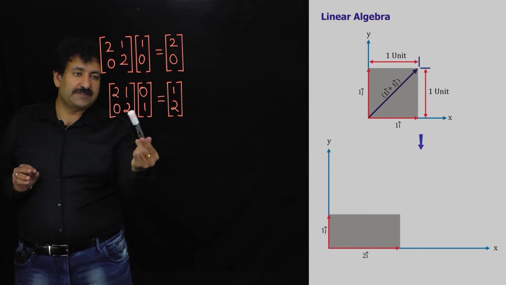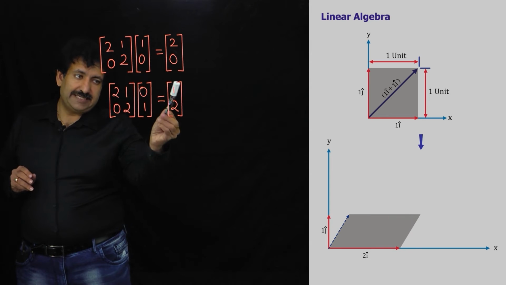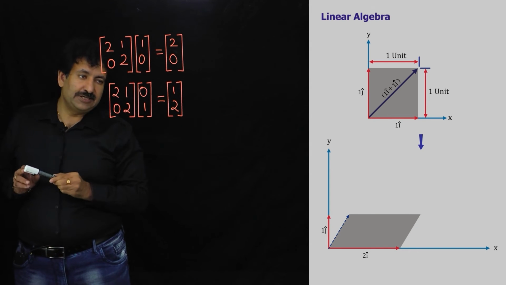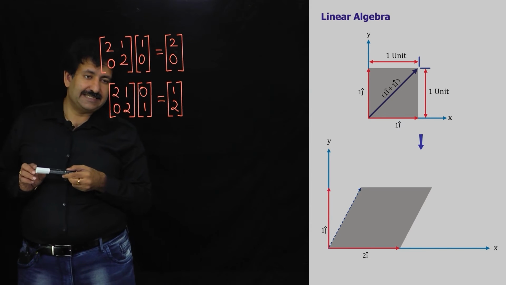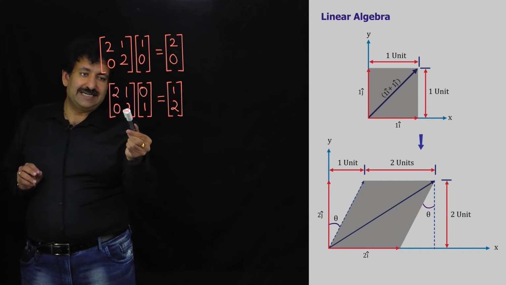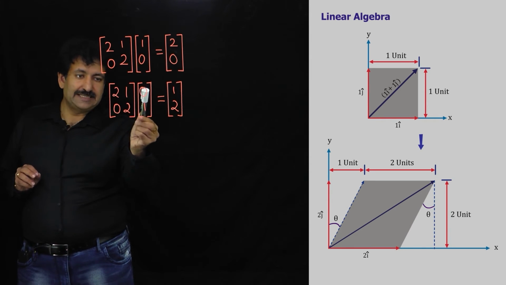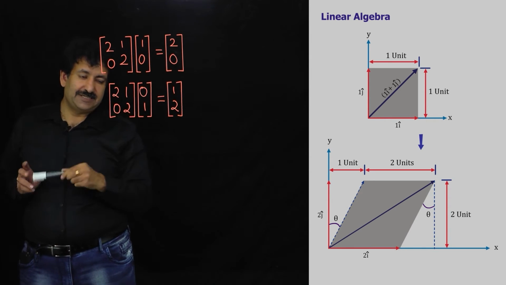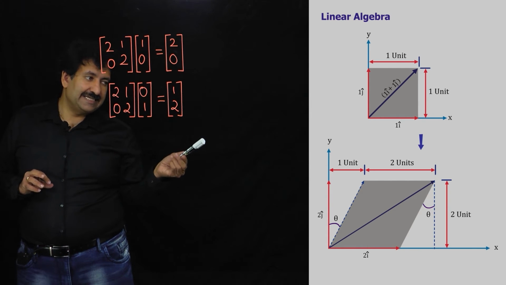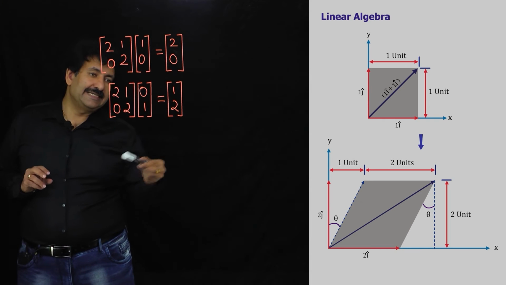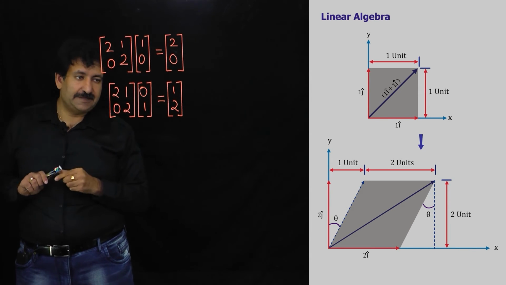When the same matrix operates on the y vector, you can clearly see that it gets rotated because it gains a component 1 in x direction, and in y direction it gets scaled. And you can clearly see that it is 0 into 2 plus 1 into 1, which is 1 here, and 0 into 0 plus 2 into 1, which is 2 here. So therefore, the vector is not just scaled, but it also has gained a component in x direction. That means it has also rotated.